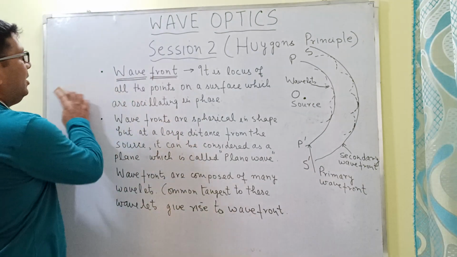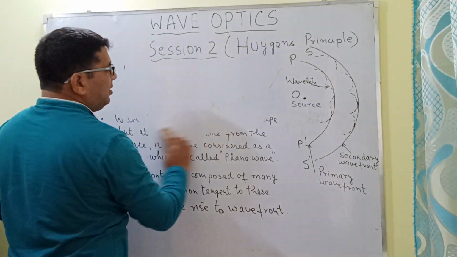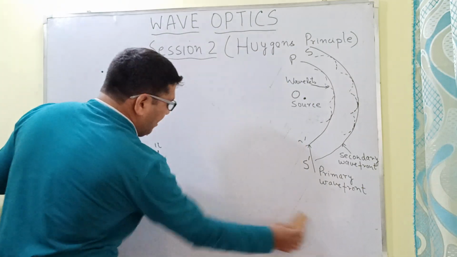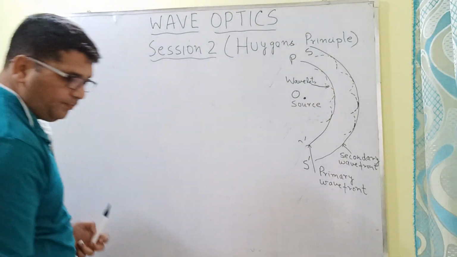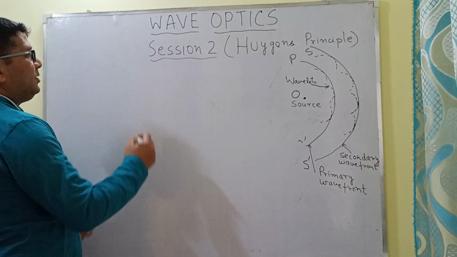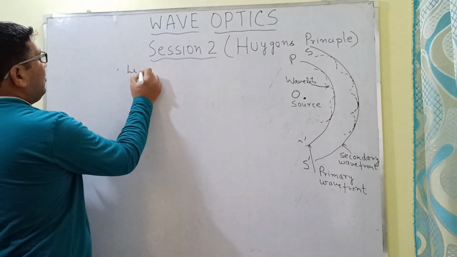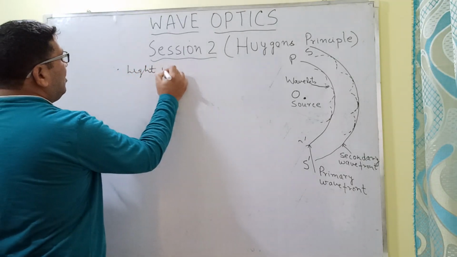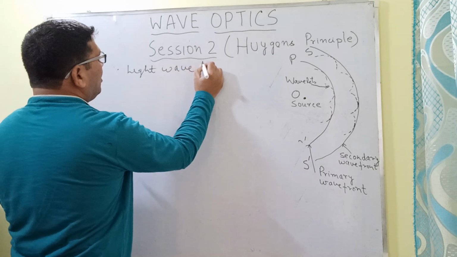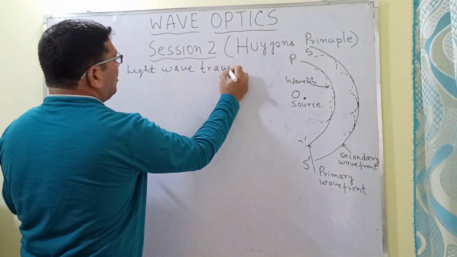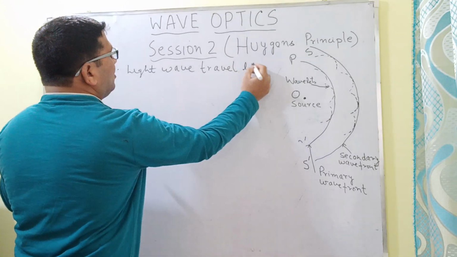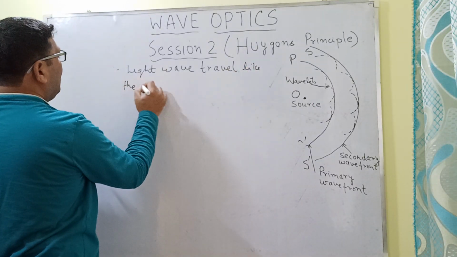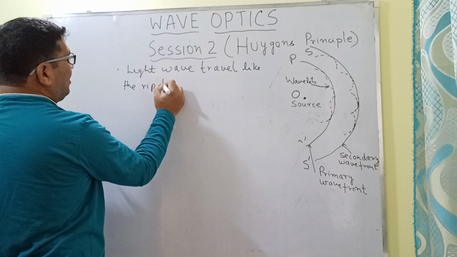So now we will come to the Huygens principle. Huygens stated that light waves travel like the ripples in water.